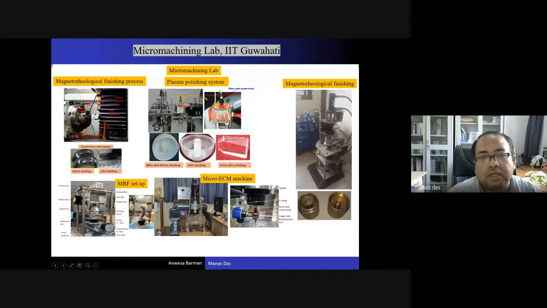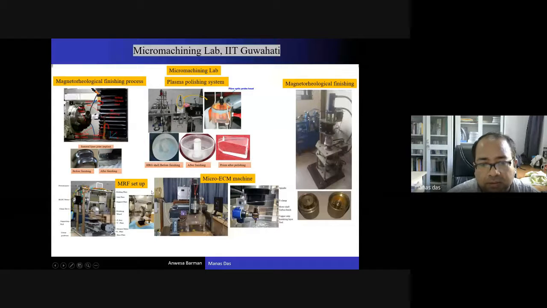Other than that, we are doing plasma polishing. We have developed it for polishing this kind of HRG cell and this kind of prism, which is made of quartz. These are in collaboration with ISR. We have developed this plasma polishing setup in our lab.